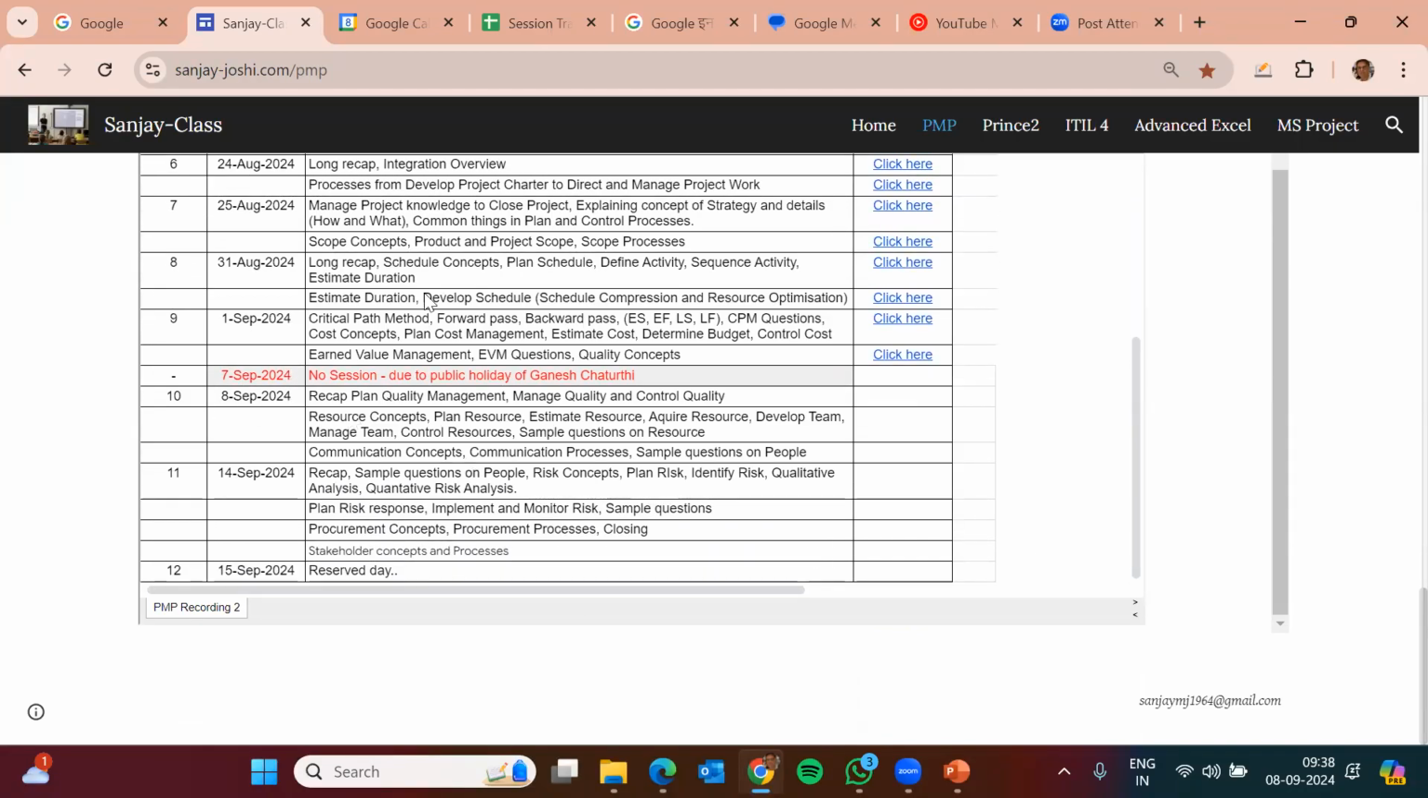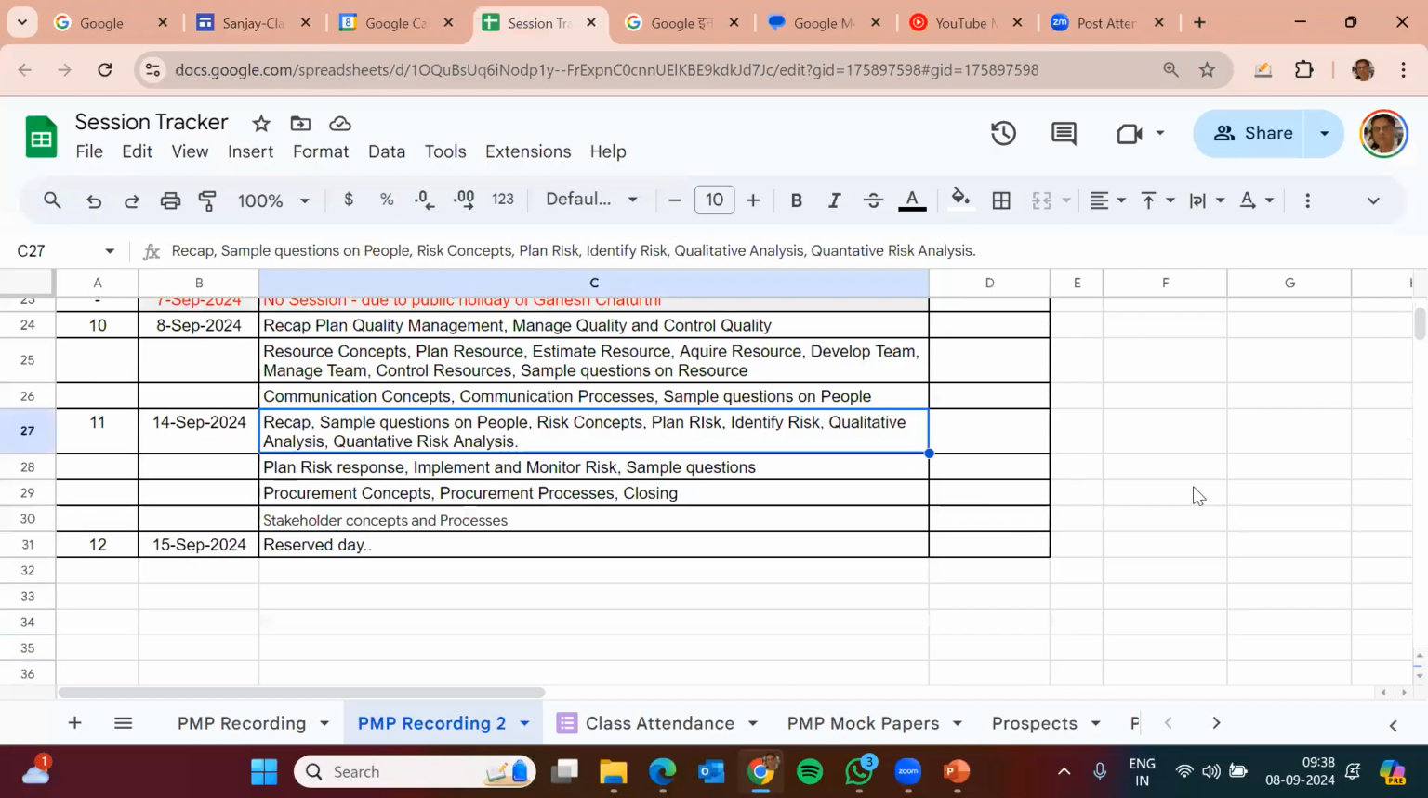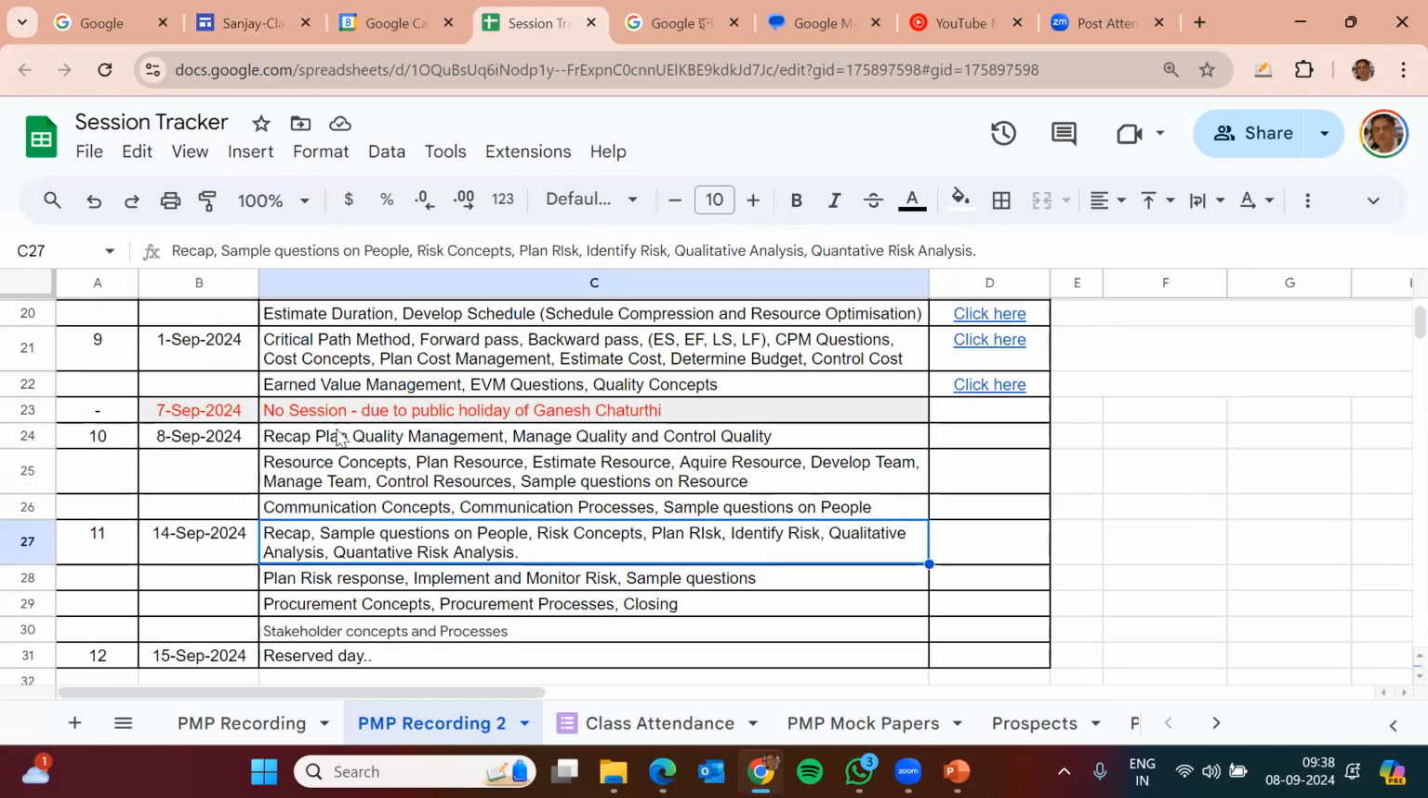Today happens to be 8th of September, which is session number 10. Session number 10 is what we are going to start today. Today we must finish quality, resources, and mostly communication, a very small chapter. Yesterday we didn't have that class because of Ganesh Chaturthi. Then on the 14th, mostly the last day, we will be covering risk, procurement, and a small chapter called stakeholder. So that is the agenda for the next two sessions, which are the last ones, and then we will come to a stop there.